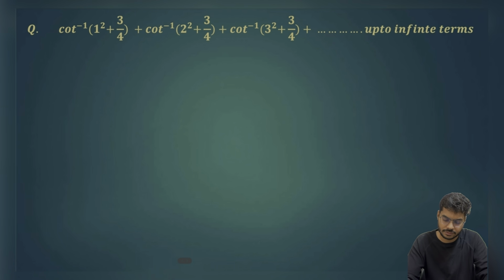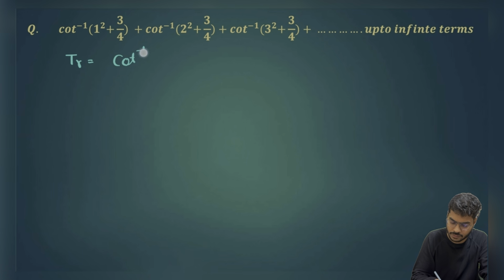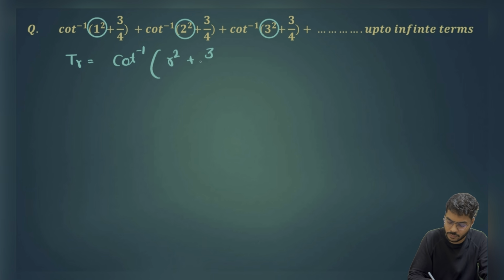Moving on to the next question. It is given in terms of cot inverse. Up to infinite terms we have to find the summation. Here the general term is not given, so we will try to find the general term of this question. So can I say that the general term is nothing but cot inverse of 1 square, 2 square, 3 square, any pattern, r square, plus 3 by 4, which is constant everywhere. Take the LCM. I will get cot inverse 4r square plus 3 upon 4.